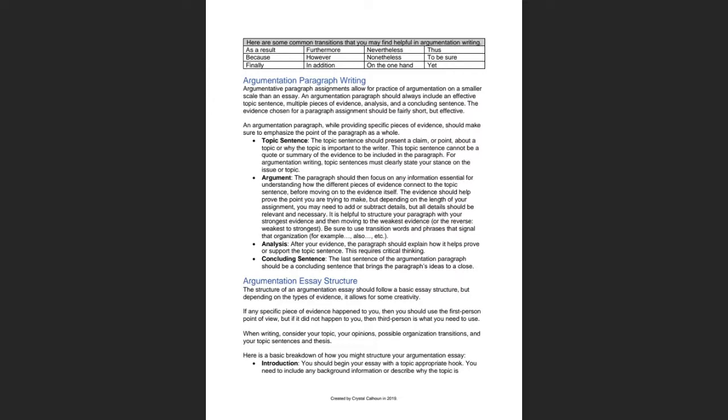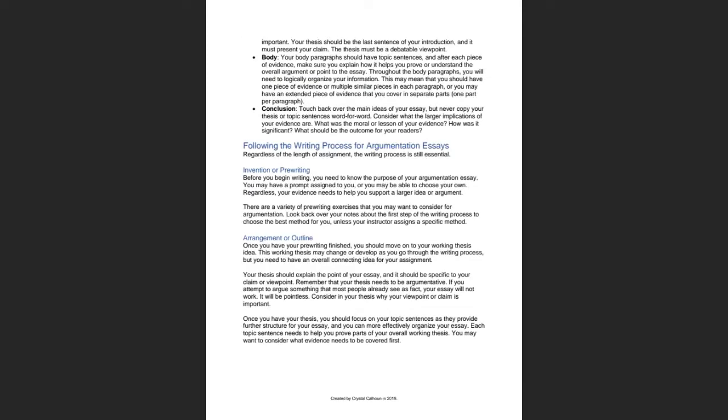Argumentation essay structure. The structure of an argumentative essay should follow a basic essay structure, but depending on the types of evidence, it allows for some creativity. If any specific piece of evidence happened to you, then you do not do this. Don't use any specific evidence that happened to you. I don't know why they're recommending that you do that. It doesn't make sense. Okay, when writing, consider your topic, your opinions, possible transitions, yada, yada. And we have the introduction, the body paragraphs, and the conclusion.